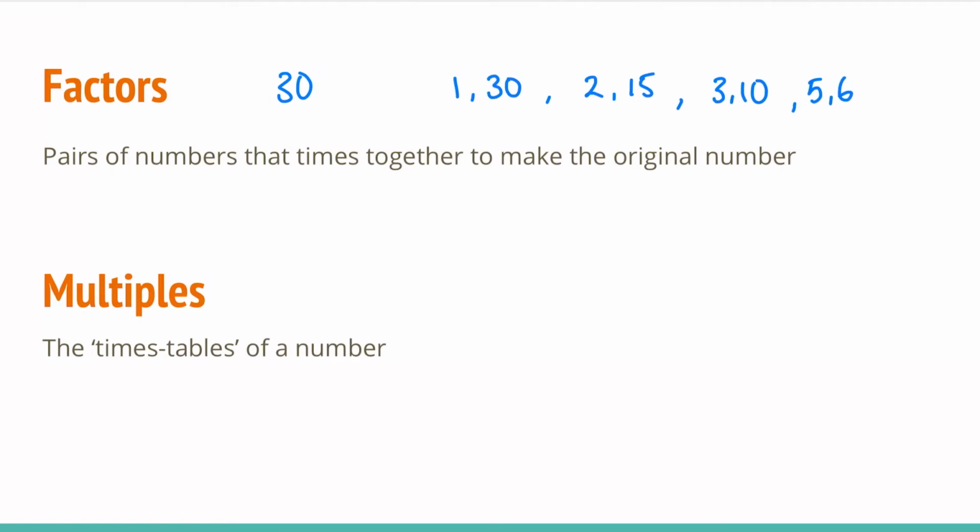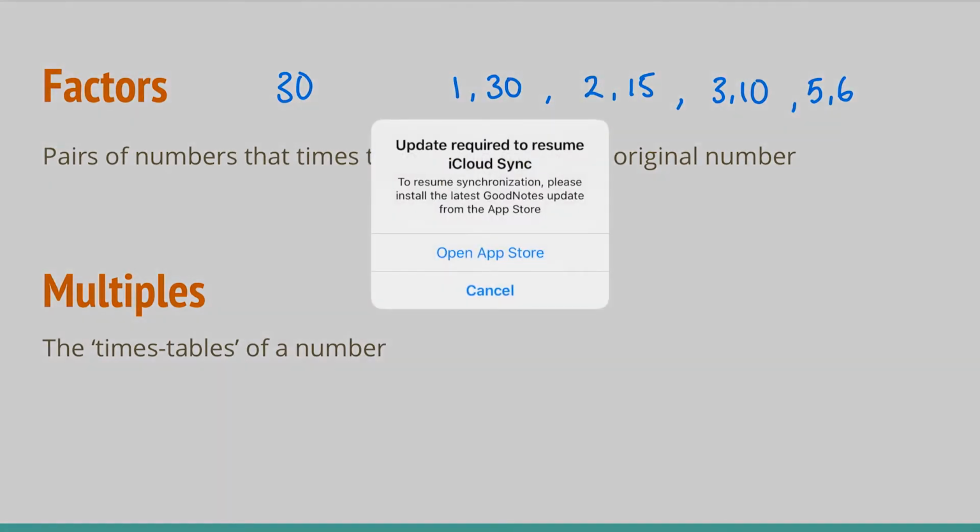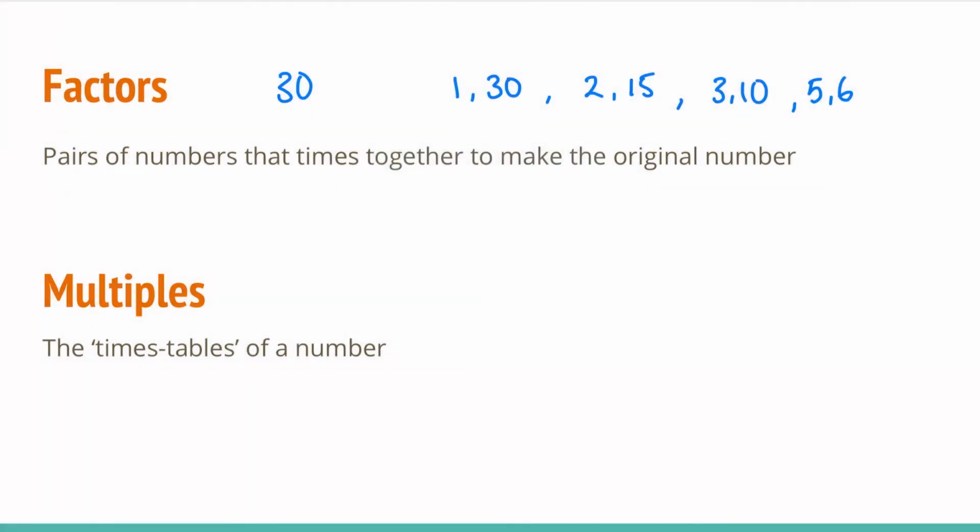And it's best if you can count them in order like that. It will make it easier to make sure you've definitely got them all. The next one is multiples. So the multiples are the times tables for the number. So the times tables or the multiples of 5 are 5, 10, and we start with the original, 15, 20, 25, and so on, and they actually keep going forever. There's an infinite number of them.